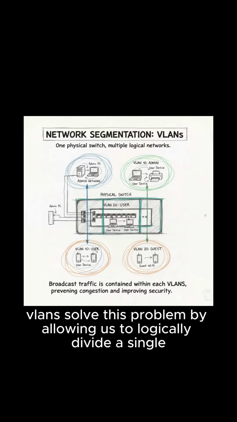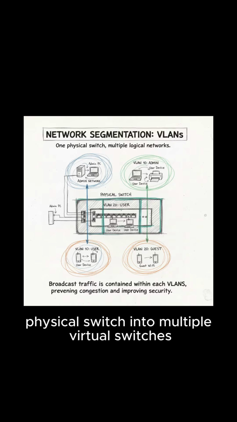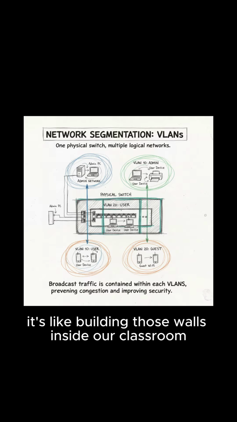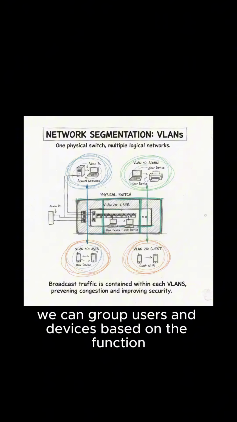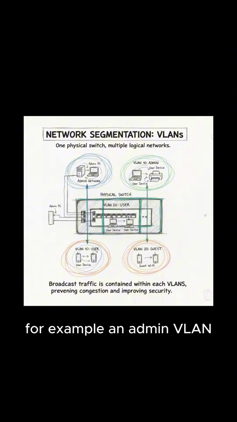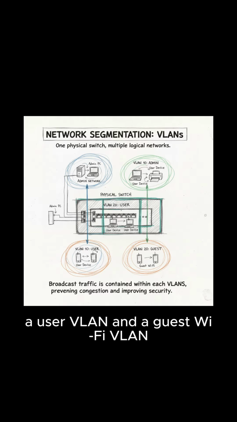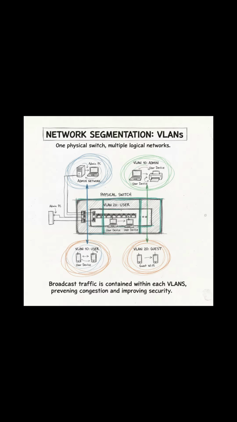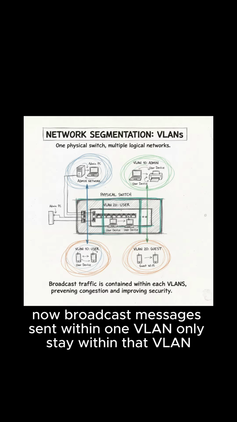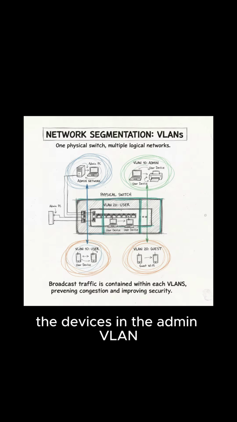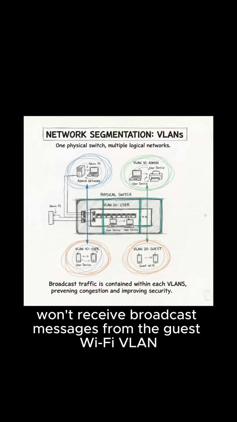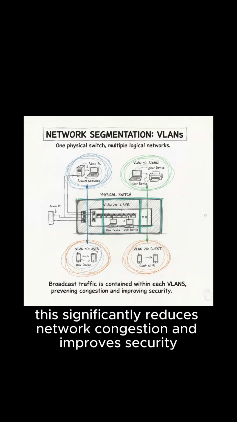VLANs solve this problem by allowing us to logically divide a single physical switch into multiple virtual switches. It's like building those walls inside our classroom. We can group users and devices based on function. For example, an admin VLAN, a user VLAN, and a guest Wi-Fi VLAN. Now, broadcast messages sent within one VLAN only stay within that VLAN. The devices in the admin VLAN won't receive broadcast messages from the guest Wi-Fi VLAN. This significantly reduces network congestion and improves security.